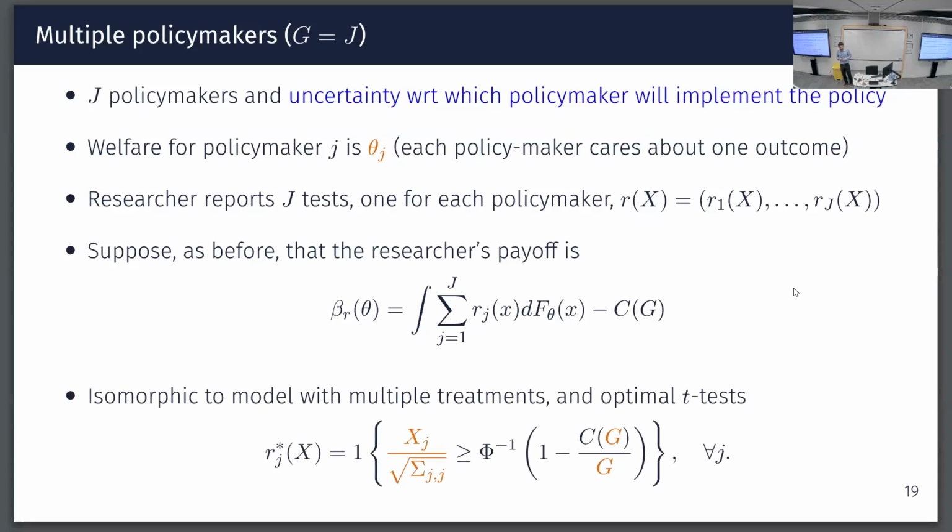Now this framework is exactly isomorphic to the framework we just discussed before, because now the utility of the social planner is just going to average over each policymaker's decision. So this is exactly isomorphic to the previous case.